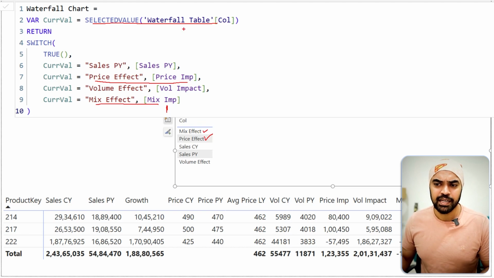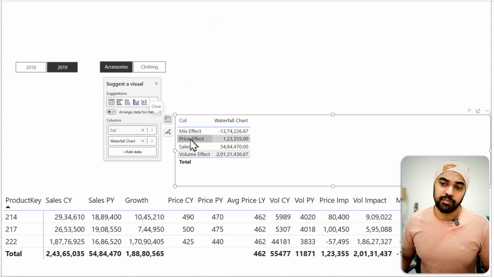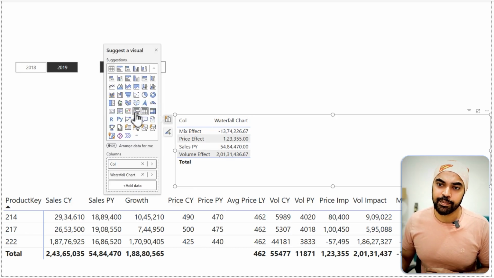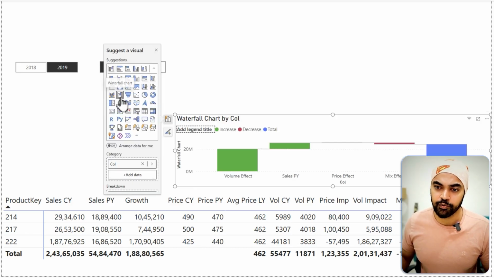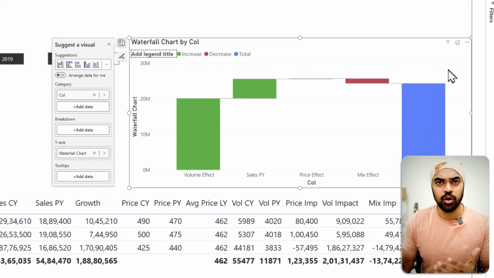All that I'm doing is taking a look at what is visible and then placing that calculation against that metric right here. If I drag this calculation right here, you're going to see that we get the numbers, the mix effect, the price effect, the sales previous year, and so on and so forth. All that I would want to do is convert this into a waterfall chart. So I'm just going to go ahead and convert this into a waterfall chart real quick, and my chart looks something like this.